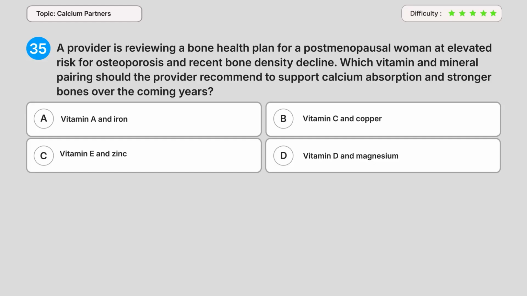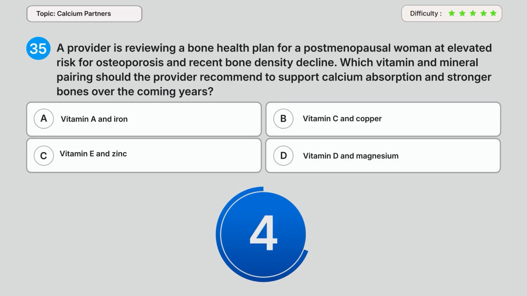B. Vitamin C and copper. C. Vitamin E and zinc. D. Vitamin D and magnesium. Do you know the answer?